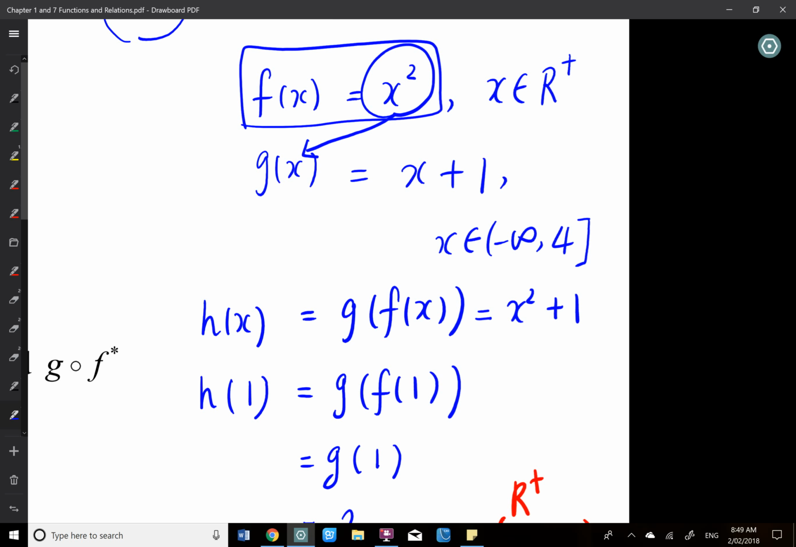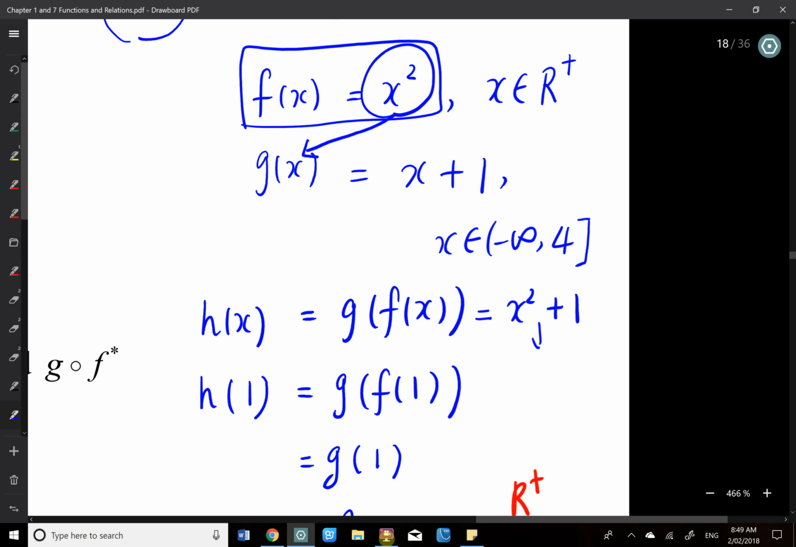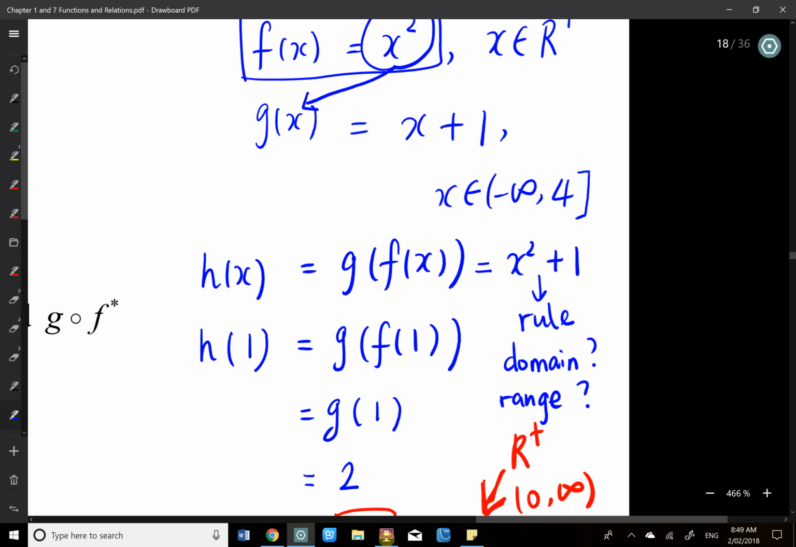The most important thing for composite is talking about the domain, not the rule. The rule is very easy. Just put the inner into the outside function, and that's it. So this is the rule, but domain is a question mark, and range is a question mark as well. Okay, we are talking about domain and range now by using the example I give you in the notes.